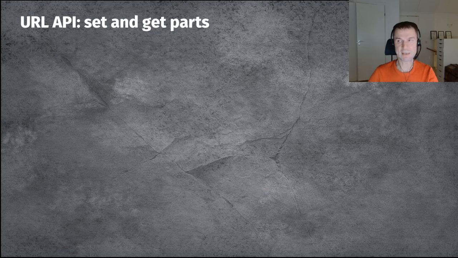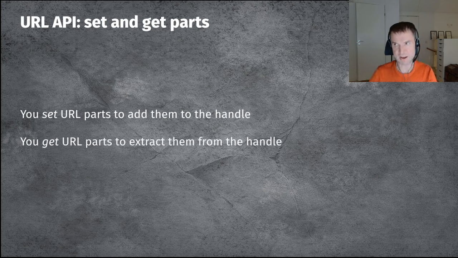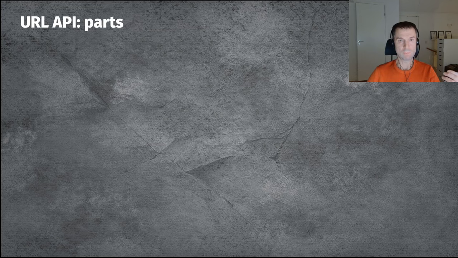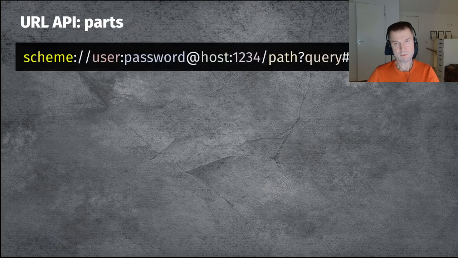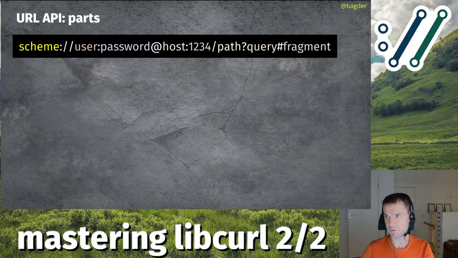But anyway, you set and get parts. You set and get URL parts in this handle. Pretty much, you set the one you want to add or replace, change, and then you get the one you want to extract. And what is kind of fun here is that, okay, here are all the parts in a URL. I try to use the names from the RFC.